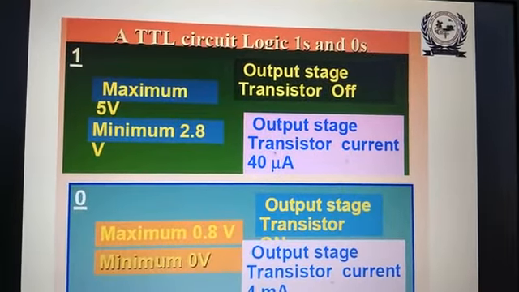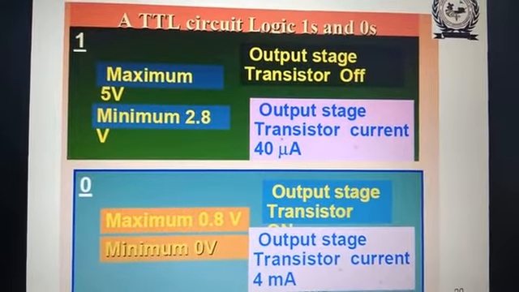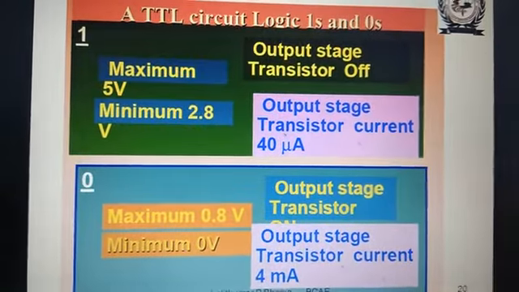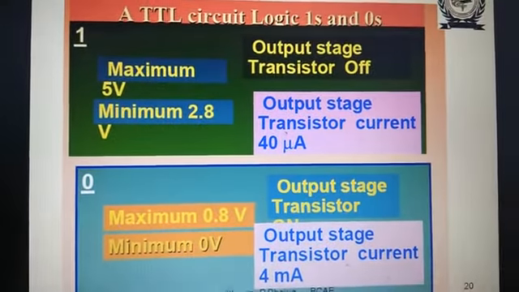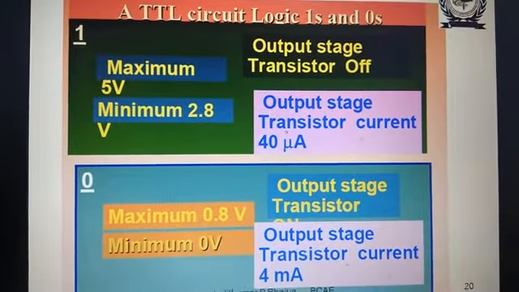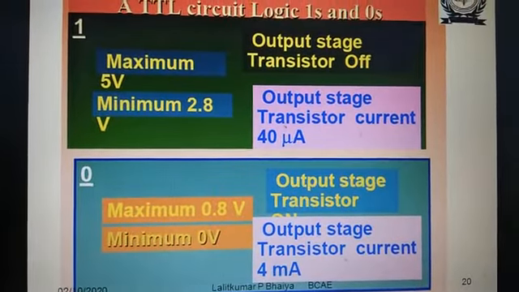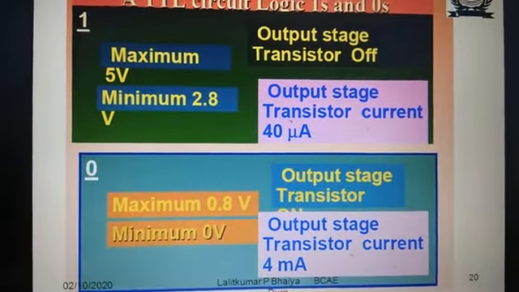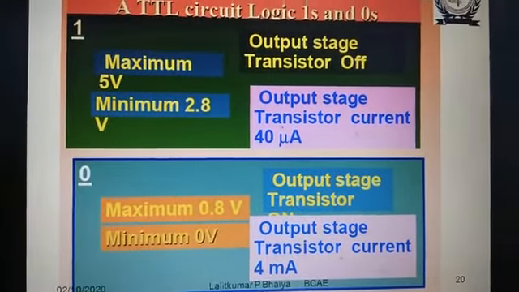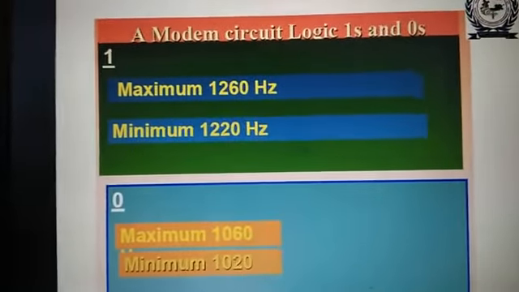In terms of 5 volt and 2.8 volt, the output stage transistor current is 40 microampere. The output stage transistor is off in the case of negative logic 1. And the output stage transistor current is 4 milliampere. It will be on in the case of 0 logic, where maximum 0.8 volt and minimum 0 volt is represented. So this is about positive and negative logic being opposite.